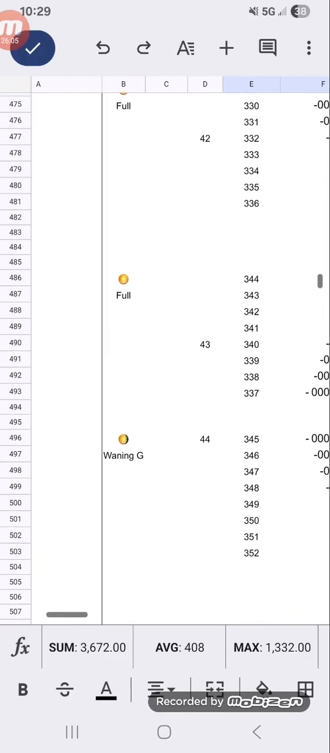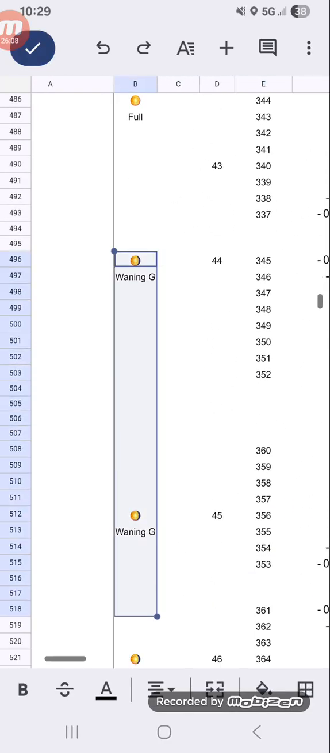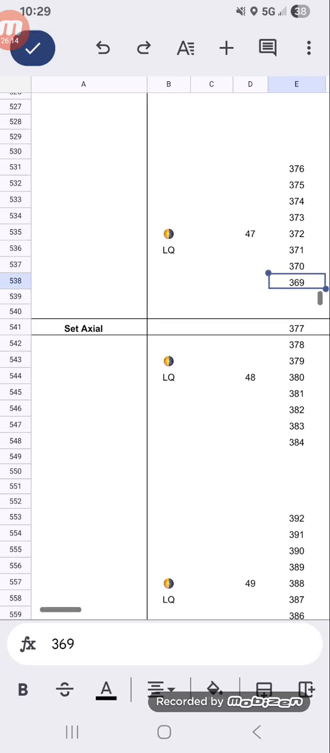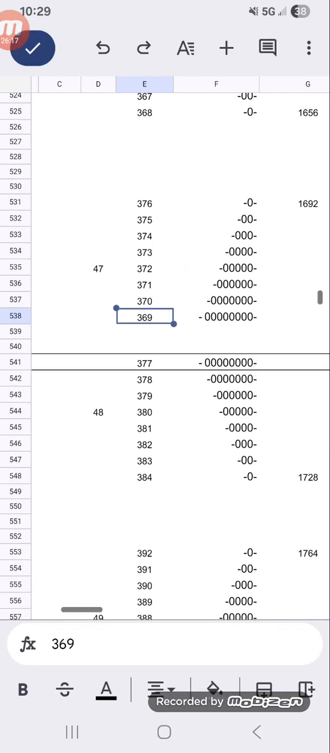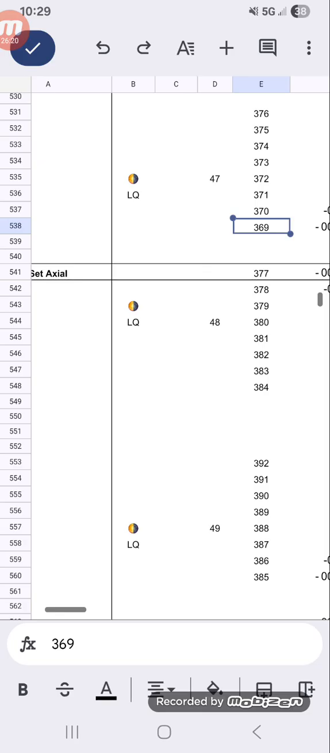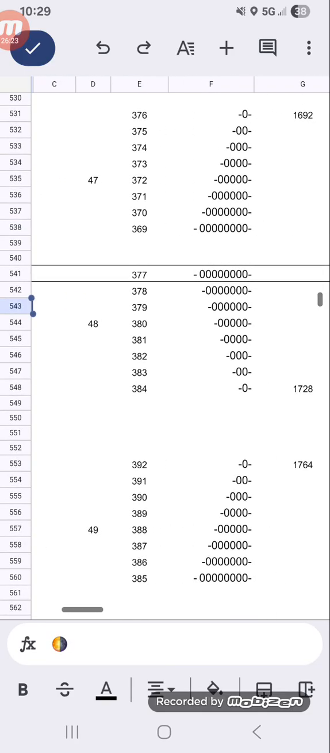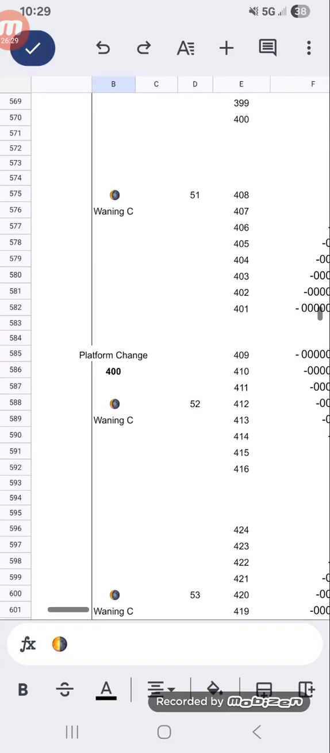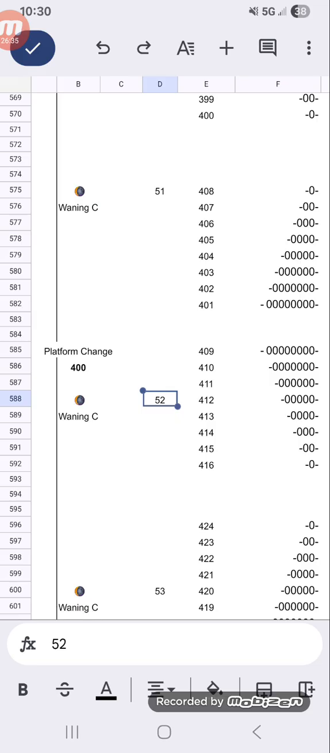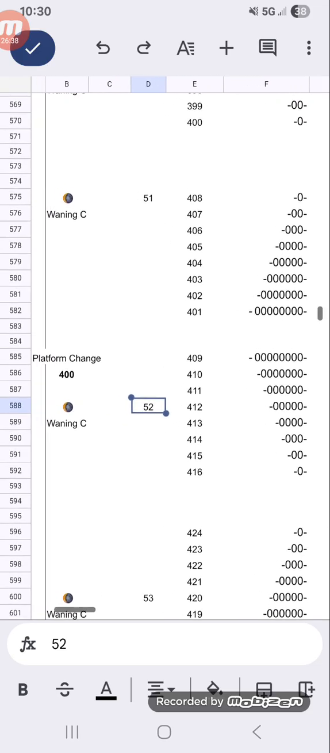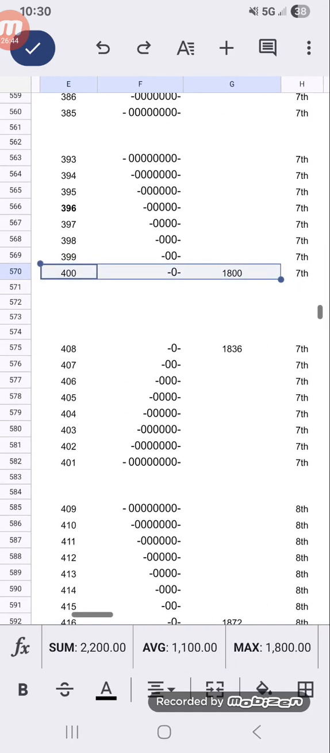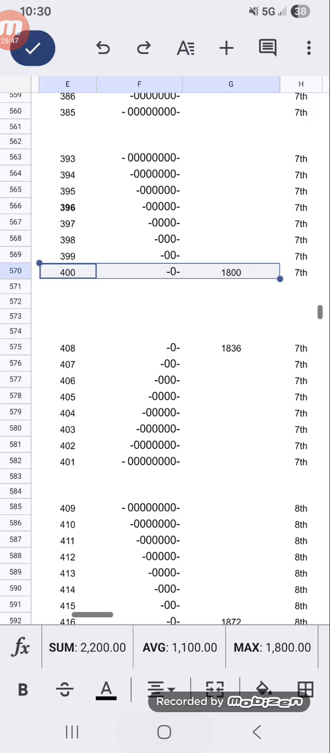And this is closure. Waning gibbous is closure. It's pretty much a set axial here, heading towards the last quarter here. And then we had a platform change come in and a waning crescent at 52. That's the beginning of the 400 level here. That is in the 1800s.